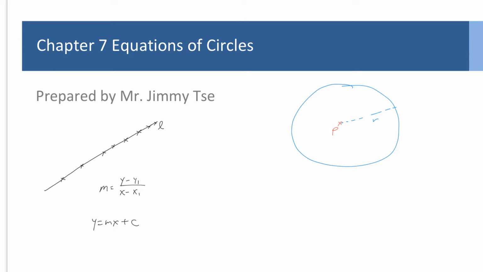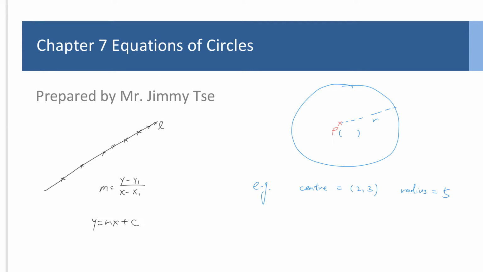So if I want to find the equations of a circle, that means I need to find an equation such that all the points on the circumference satisfy that equation. So what can we do? Let's see one of the examples. If I want to find the equation of circle such that the center is equal to (2, 3), and radius is equal to 5.